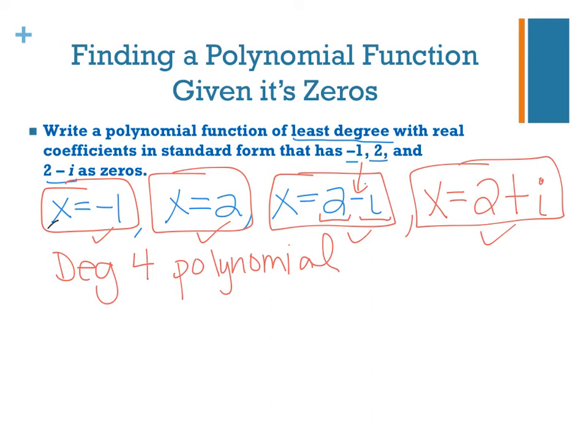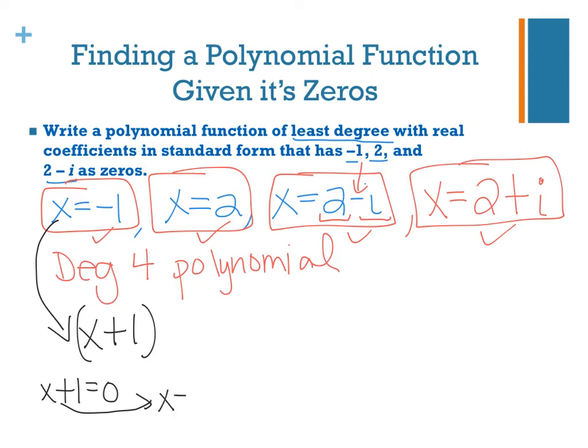So, if I know that x equals -1 is a zero, then x plus 1 is a factor of that polynomial. Again, because if I set x plus 1 equal to 0, then x equals negative 1. And for x equals 2, my factor is going to be x minus 2, for the same reason: if I set x minus 2 equal to 0, x equals 2.